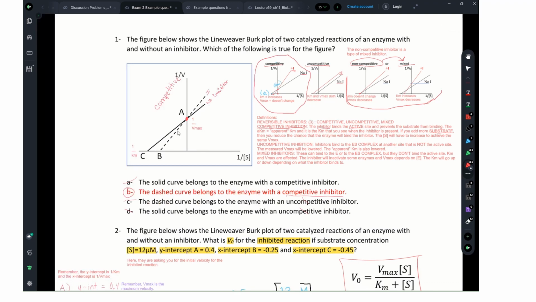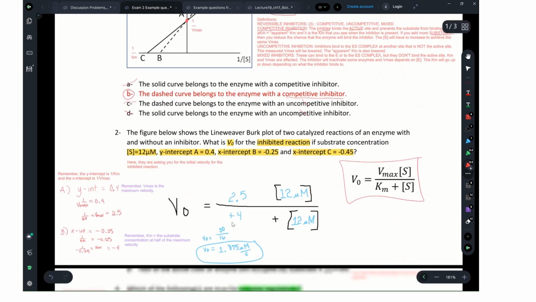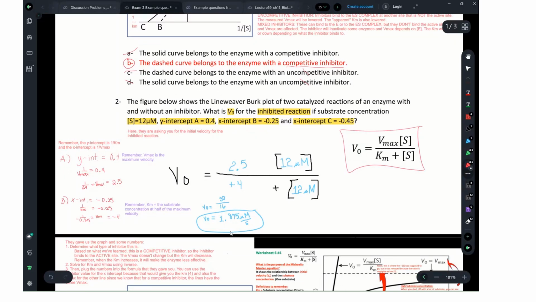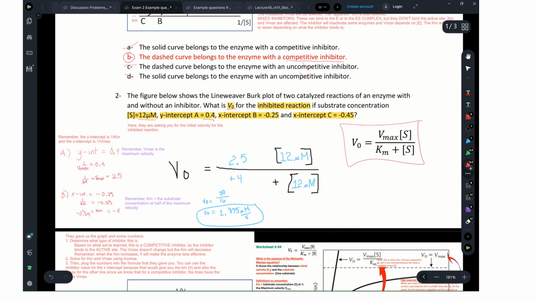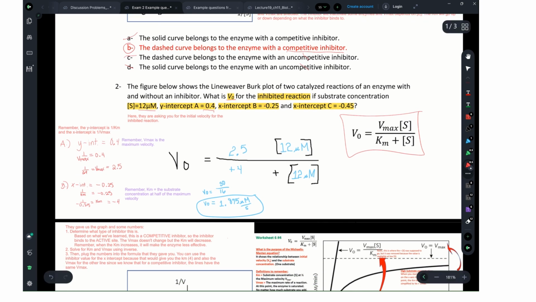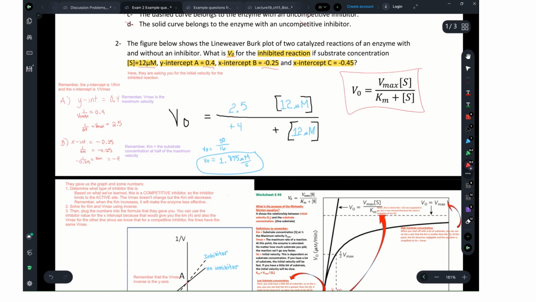Okay, number 2. The figure below shows the Lineweaver-Burk plot of 2 catalyzed reactions of an enzyme with and without an inhibitor. The V0 for the inhibited reaction, if the substrate concentration, okay, so they're telling you V0, so you have an inhibited reaction and a non-inhibited reaction. And then they give you values for these. The substrate concentration is 12 micromolar. The y-intercept for A is 0.4. The x-intercept B is 0.25. And the x-intercept C is 0.45.